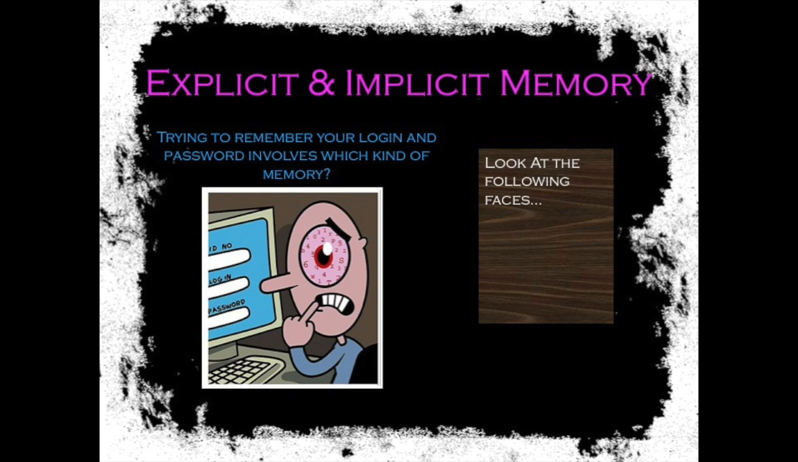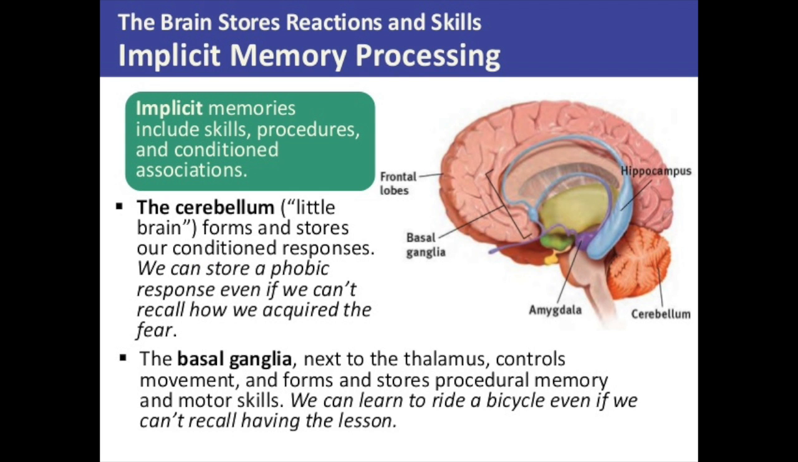So there is what is known as explicit memory and implicit memory. And explicit memory is a place in your long-term memory that you can intentionally or consciously recollect information from, like trying to remember a name or a date. But there's also implicit memory.